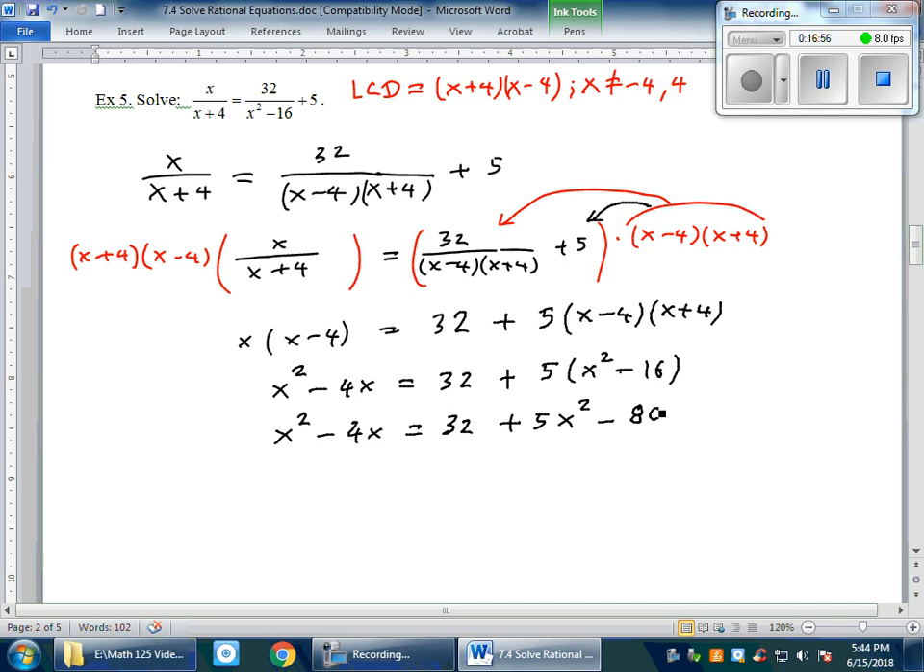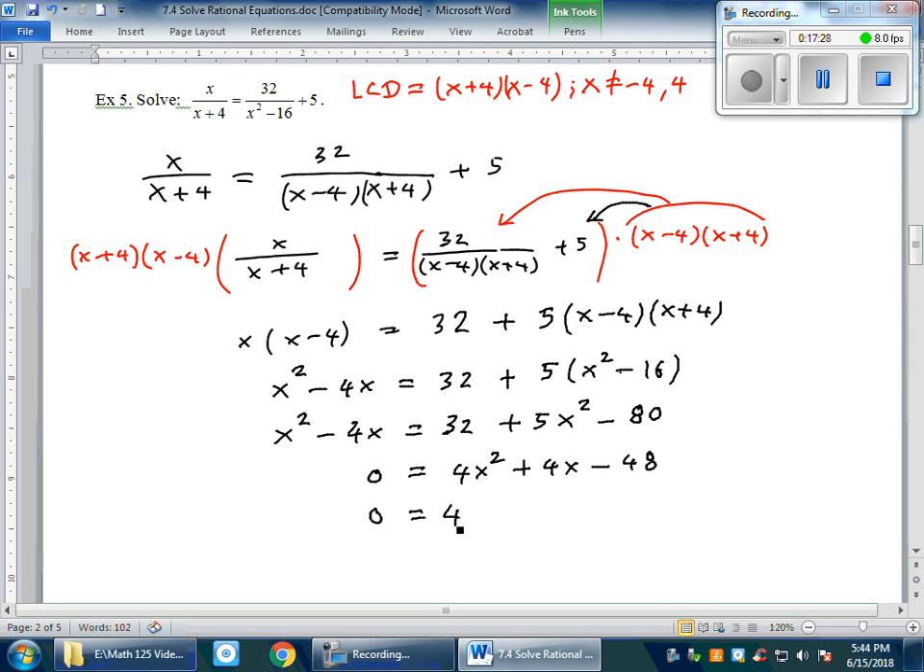Now we are going to be solving a quadratic equation, so moving everything to the right-hand side, subtracting x squared, which gives me 4x squared, adding 4x to both sides, that becomes plus 4x, and 32 minus 80, that'll give me negative 48. So now we're going to solve this quadratic equation.